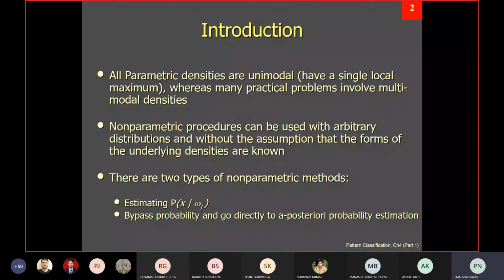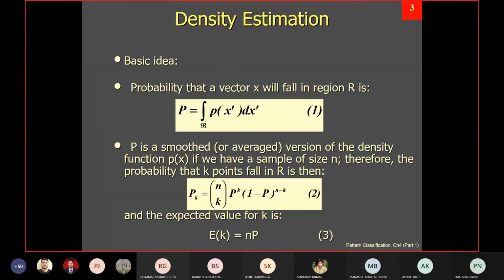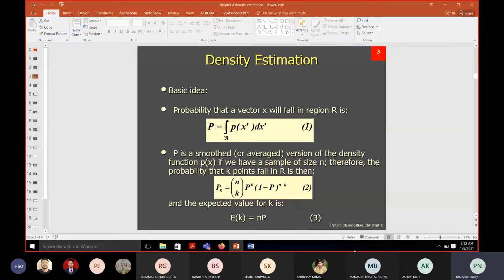So there are two types of non-parametric estimation that you can have. Firstly we'll see the one-dimensional case and how we are going to proceed. The basic idea is the probability that a vector x falls in a region. But before that, I just wanted to tell you about this. If you take the one-dimensional case, I'm going to write something so that you will understand.